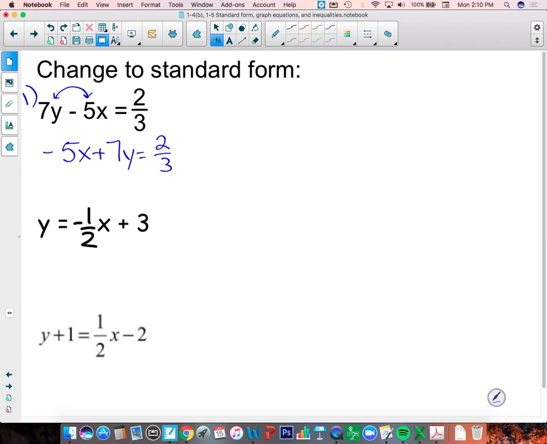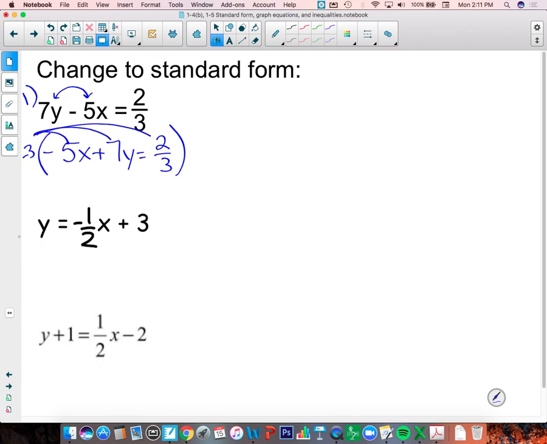Okay? So next rule we have to fix. We have our x first, that's good. Now we have a negative out front. We can really do two rules at once here because we have the negative that we need to fix, and we have the 2/3 that we have to get rid of because we cannot have a fraction. So the thing we need to do is multiply by a -1, and we're going to have to multiply by a 3 to get rid of that 2/3. So let's just do it all at once and multiply everything by a -3. Distribute a -3 into everything.